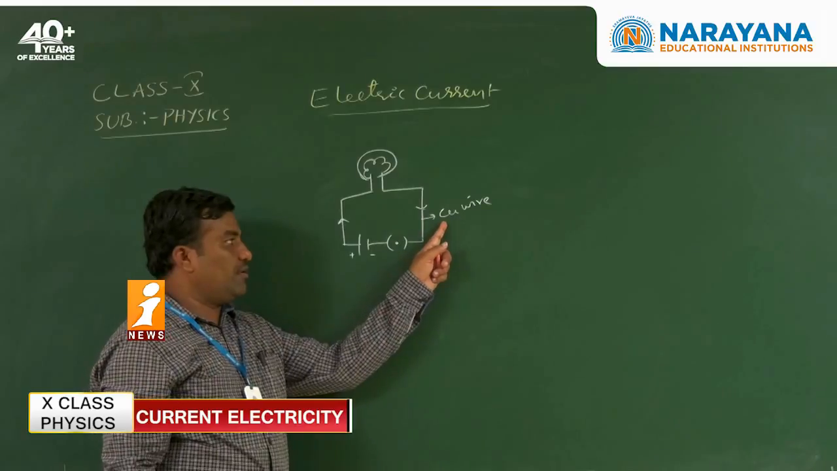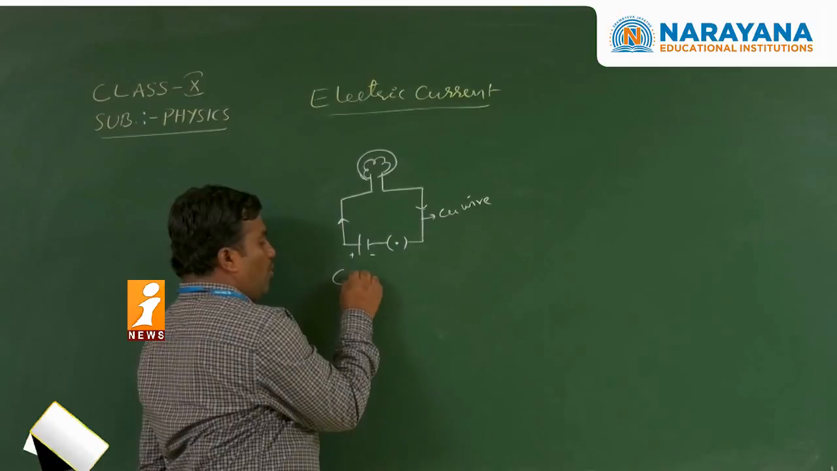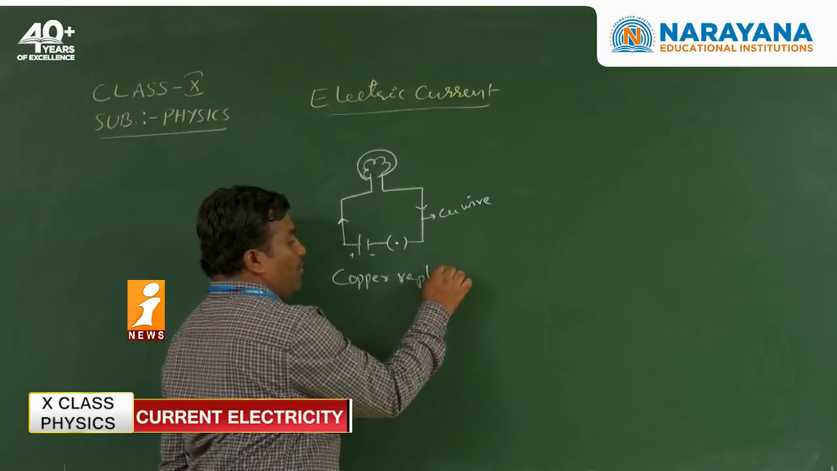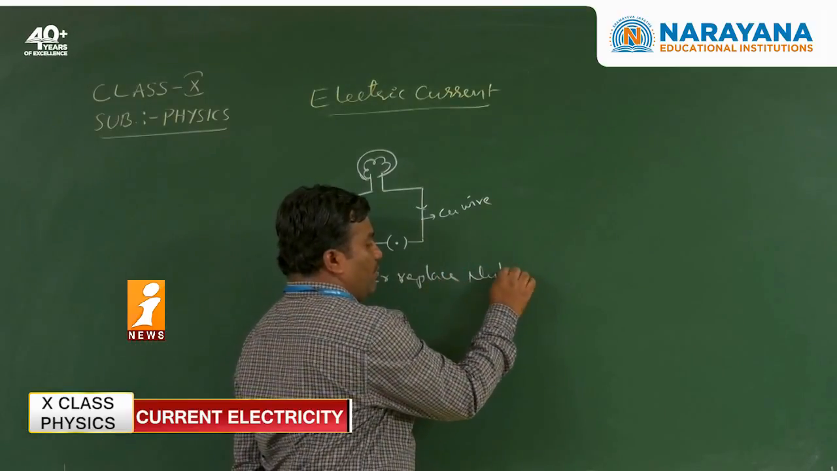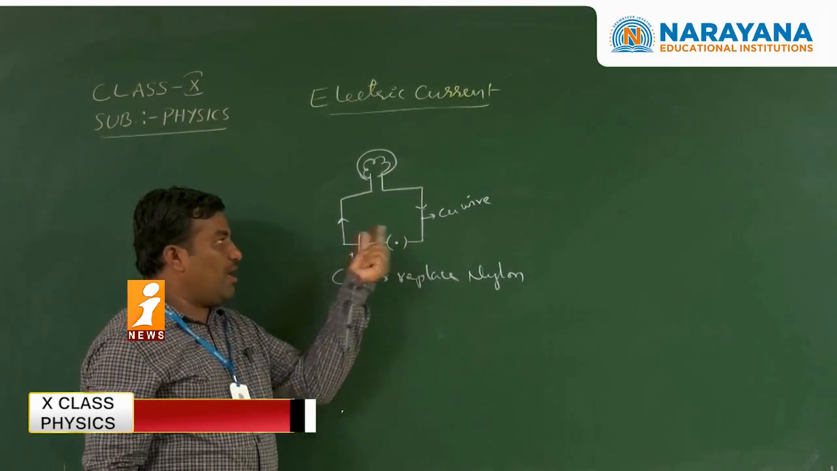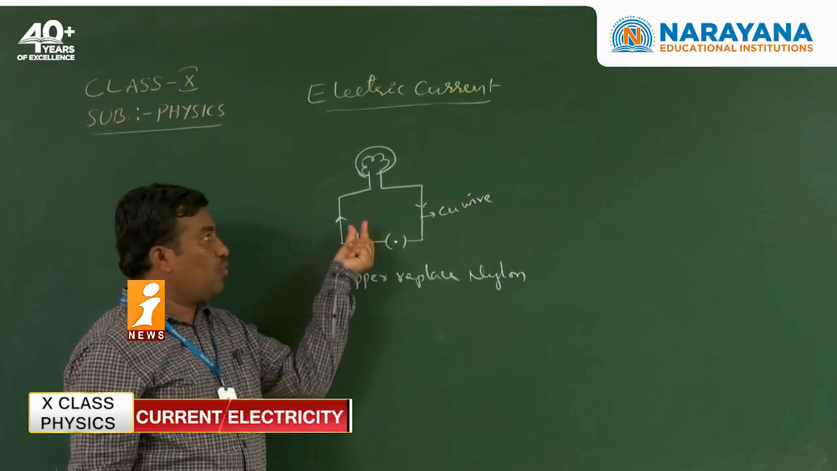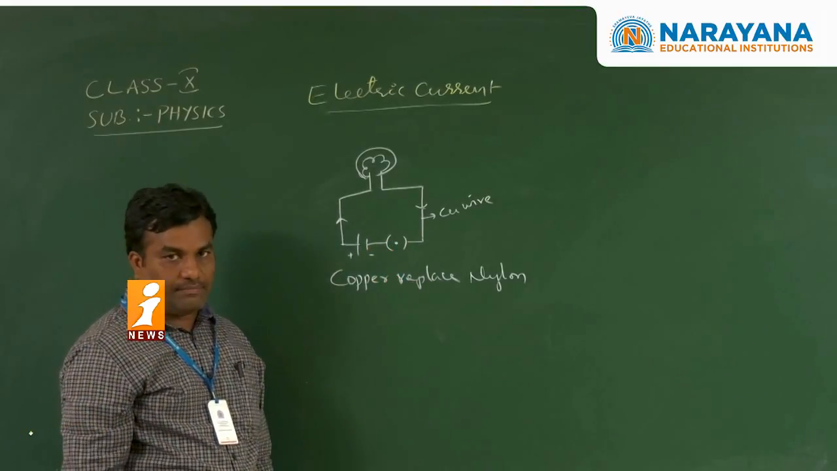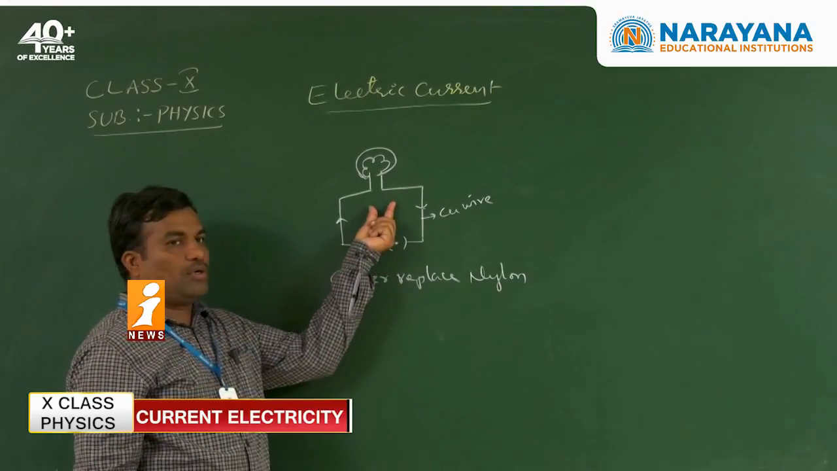Next, the second situation. Here the copper wire is replaced by nylon wire. When you connect the nylon wire to the battery terminals through the bulb and key, and now the key is pressed, the bulb does not glow. We have noticed the bulb does not glow.